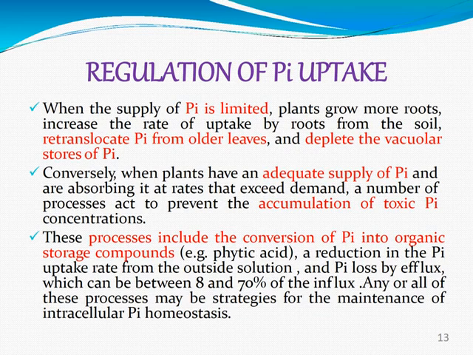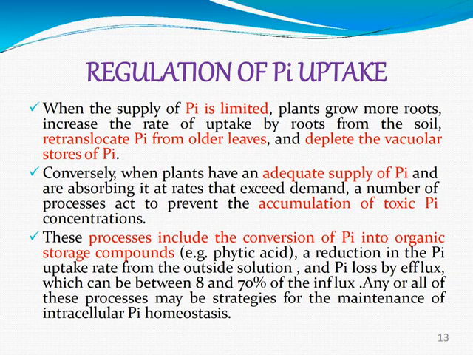Regulation of ionic phosphorus uptake. When the supply of ionic phosphorus is limited, plants grow more roots, increase the rate of uptake by roots from the soil, retranslocate ionic phosphorus from older leaves, and deplete the vacuolar source of ionic phosphorus.